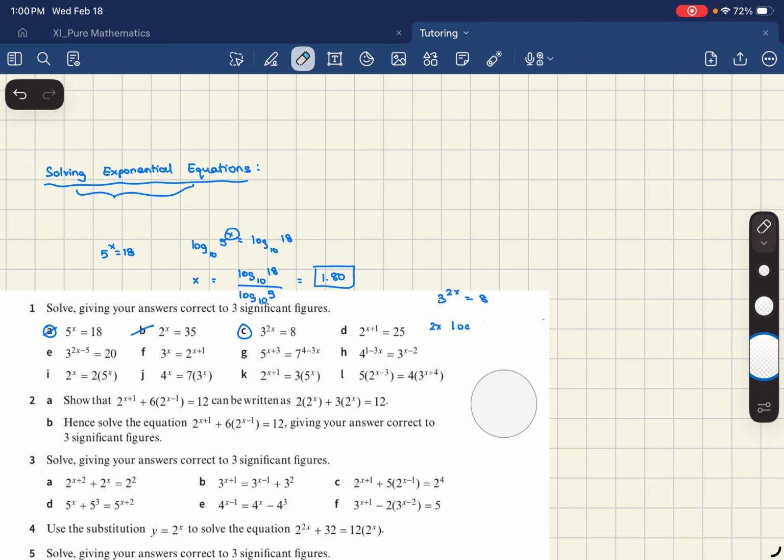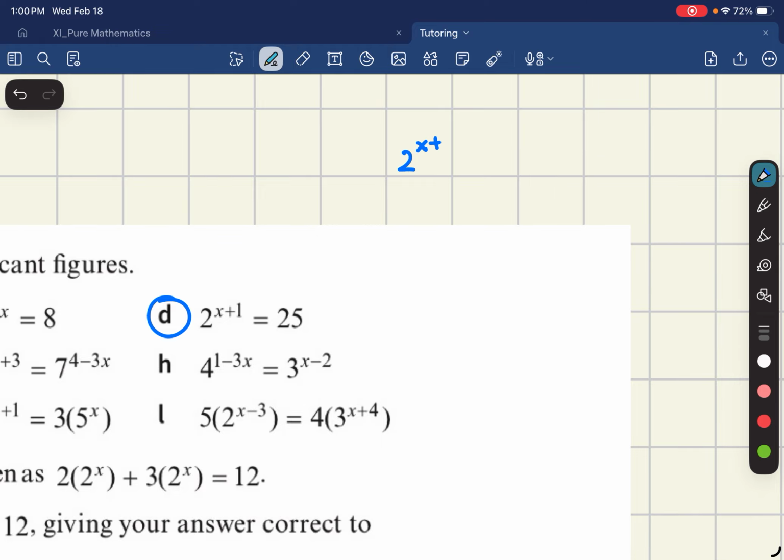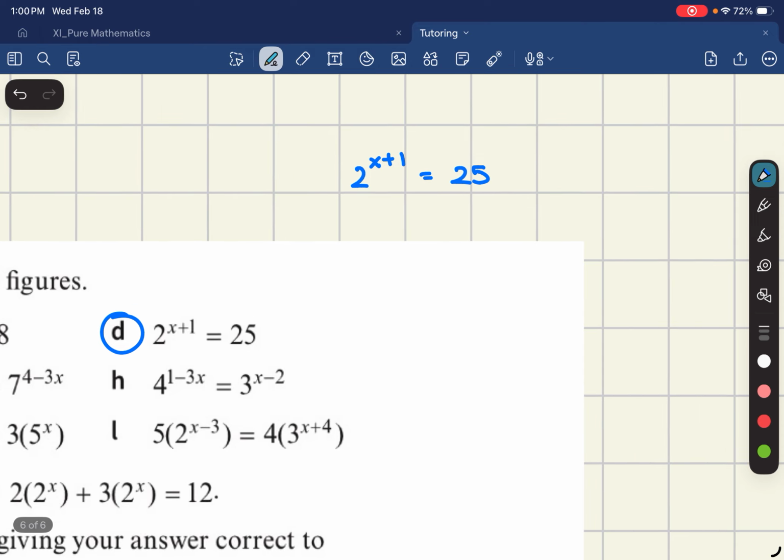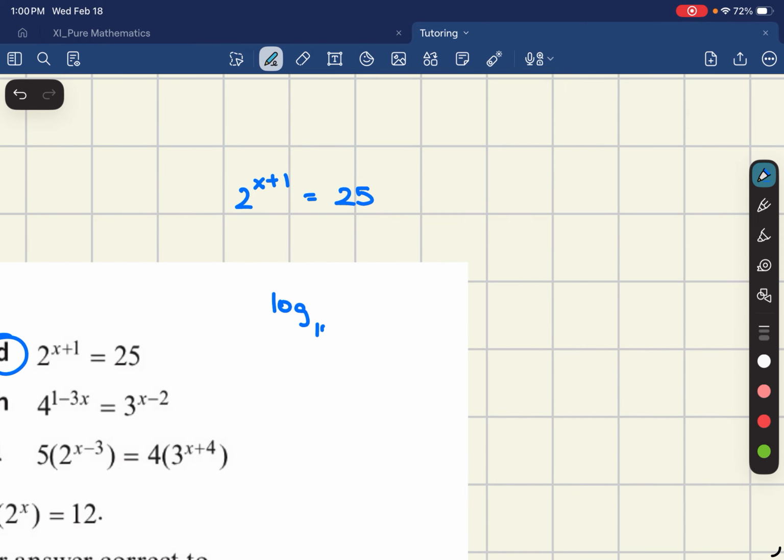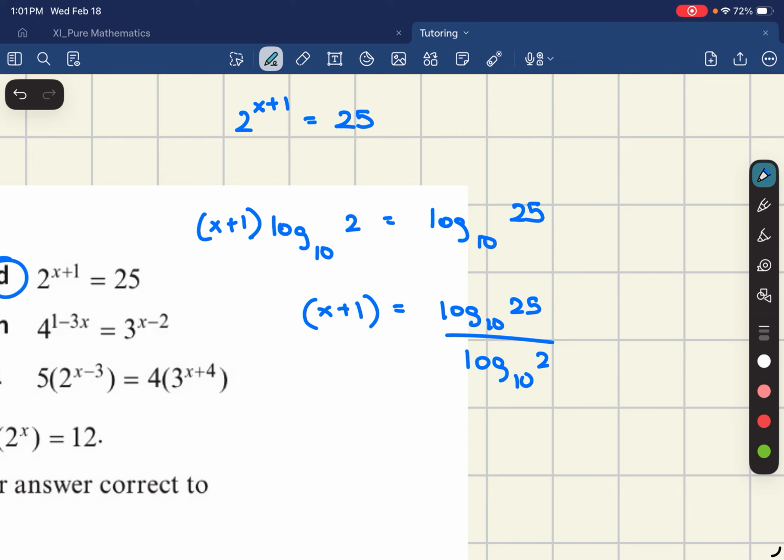And I think you can sort of get the idea on how to solve these. We've looked at A, B, and C. So let's look at D. 2 to the power x plus 1 is 25. If I take log base 10 of both sides, then I get something like this. So (x plus 1) log base 10 of 2 is going to be log base 10 of 25. So x plus 1 is equal to log base 10 of 25 divided by log base 10 of 2. And to get x, you just subtract 1 from both sides.